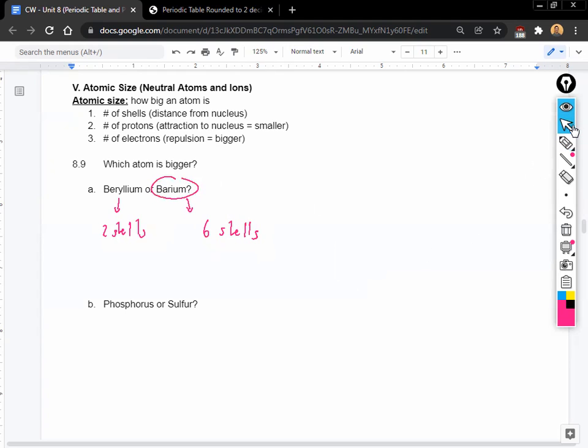Okay. Now we're going to take a look at one where they have the same number of shells, and let's see if you guys can figure out which one is bigger. So we got phosphorus and sulfur. So take about 30 seconds to try that out. Phosphorus and sulfur. Which one is bigger?